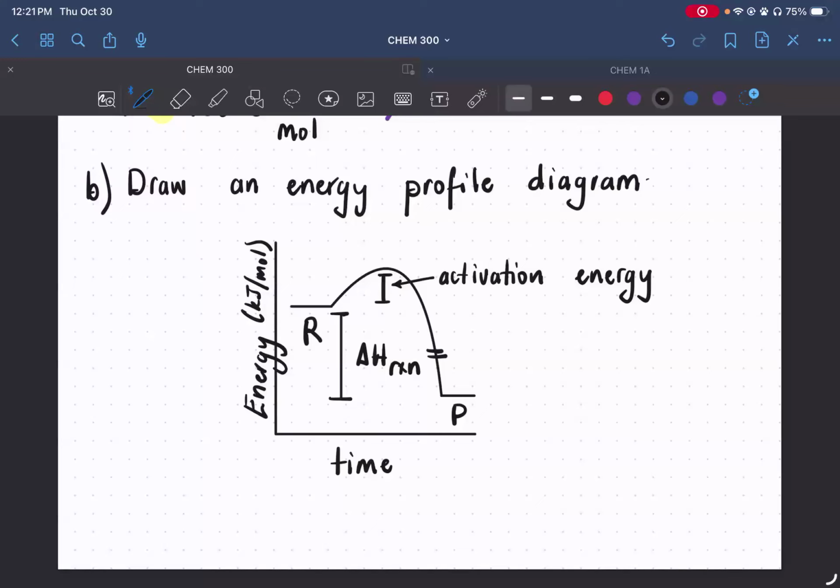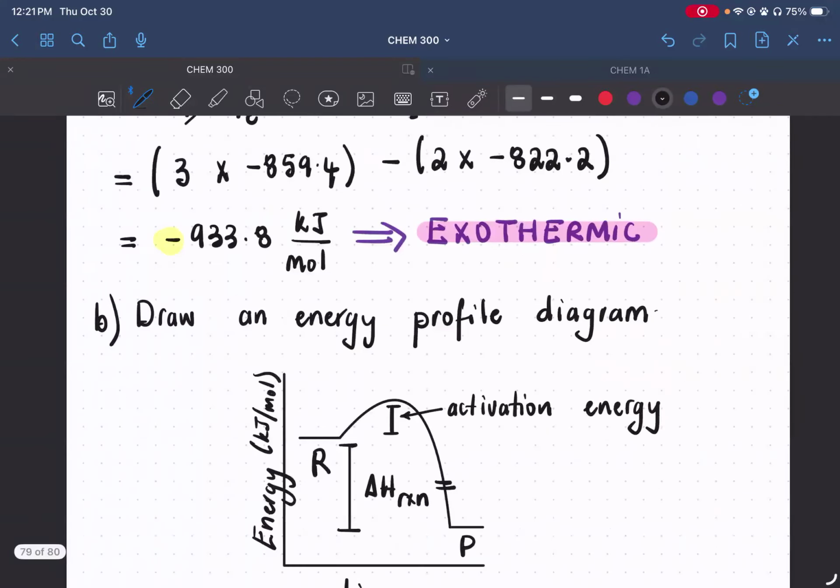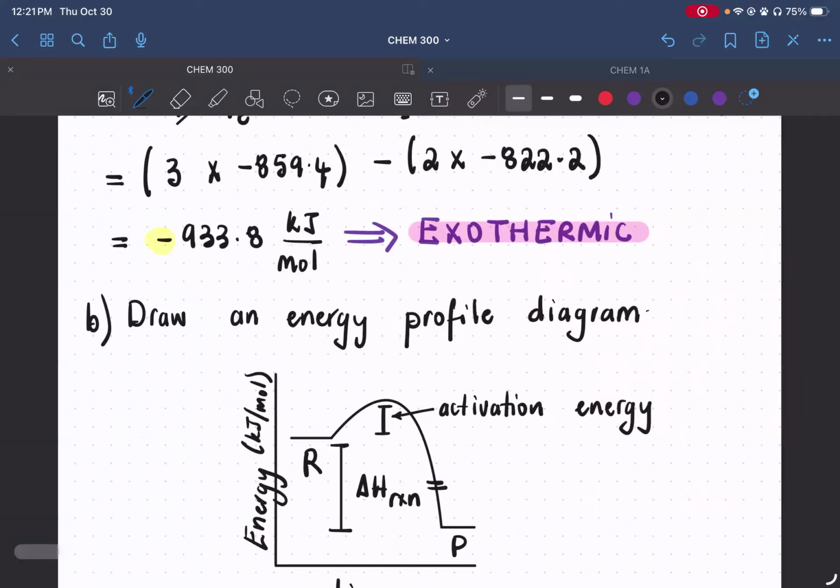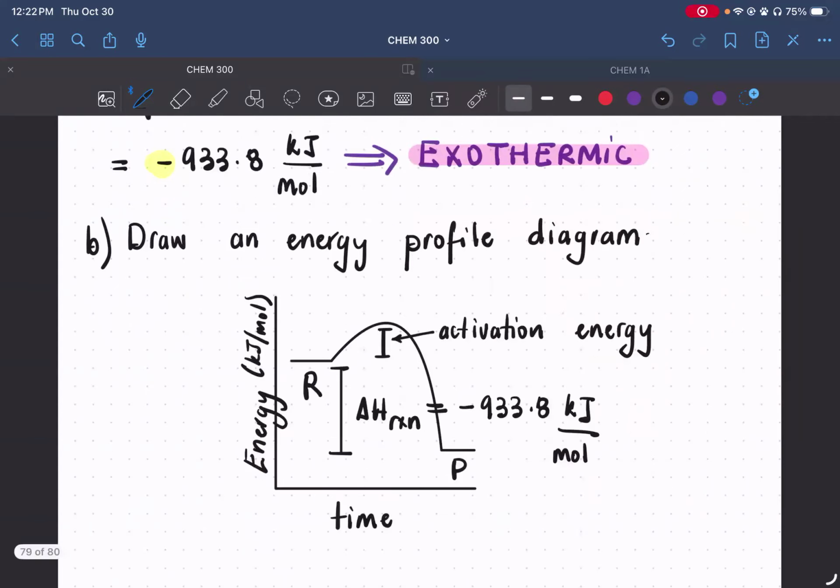Now, wait a second. Technically speaking, don't we know this? It's something we calculated. So yeah, we do know it. Negative 933.8 kilojoules per mole. And that's all I would really expect from you for such a question. It's having you identify ultimately, is this exothermic or endothermic? And if it is, what does the graph look like? What is its delta H?